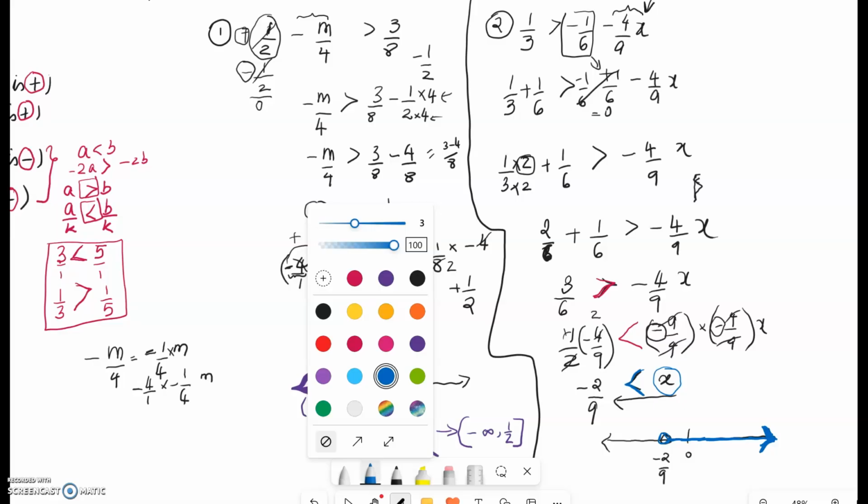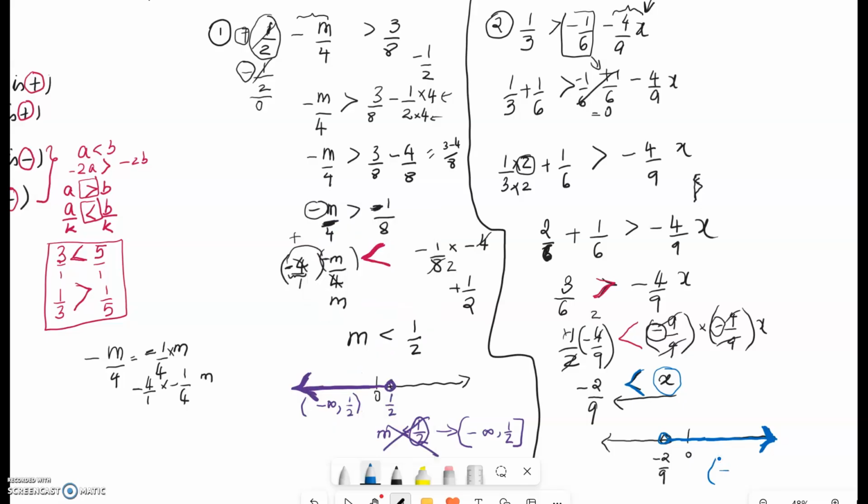So if you had to put this in the interval form, it would look like negative 2/9. This is not including. This parenthesis says do not include negative 2/9, comma, and everything to the right. When I say everything, it goes on to positive infinity.